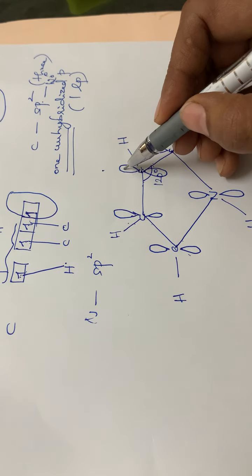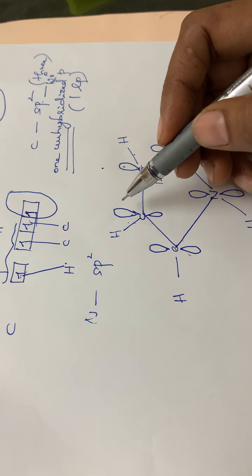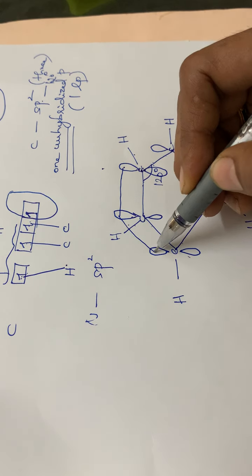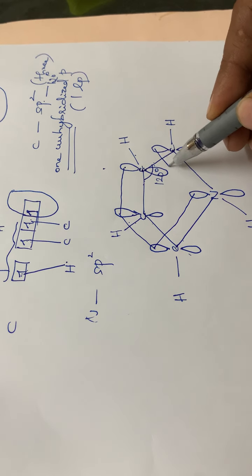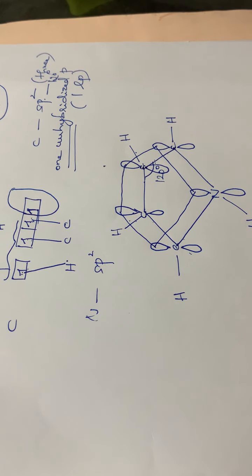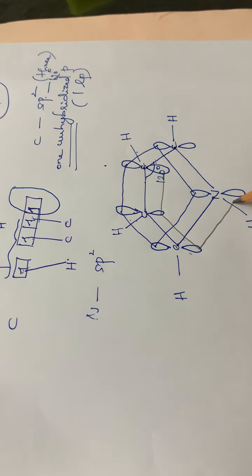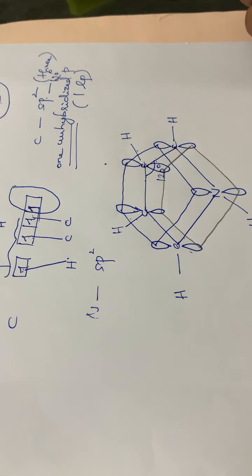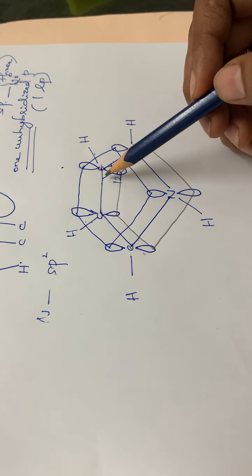And also this unhybridized p orbital will be having lone pair of electrons, and they will be delocalized over the ring. These pi electron clouds will be lying above and below the plane, so that we can join all these upper lobes. Okay, you have to join all the upper lobes, and then you have to join the lower lobes. I'm joining the lower lobes with this pencil. So the lower lobes will be joined by using this pencil. Okay, so this unhybridized p orbital is lying above and below the plane.